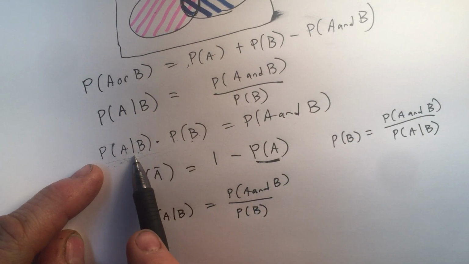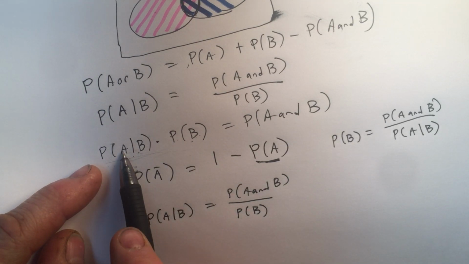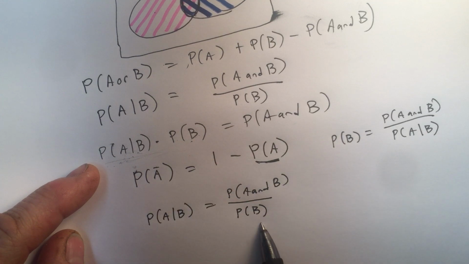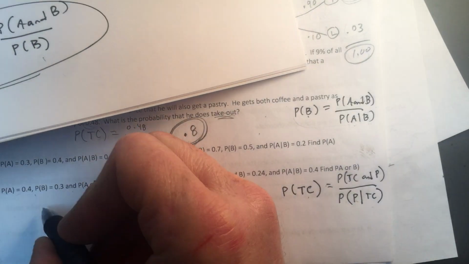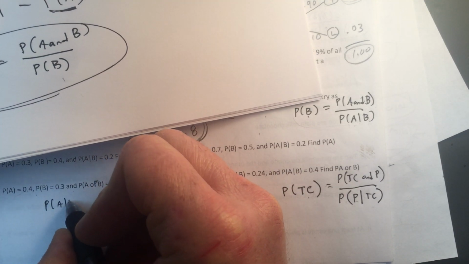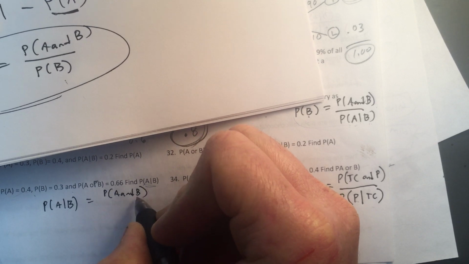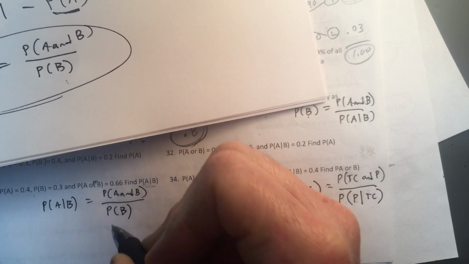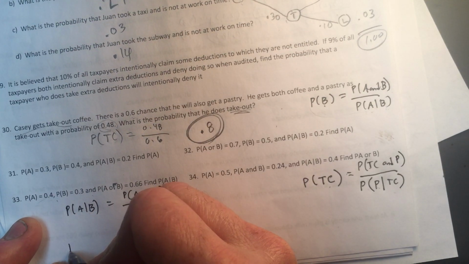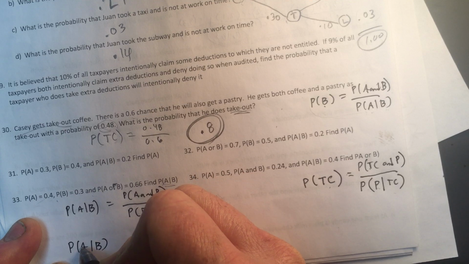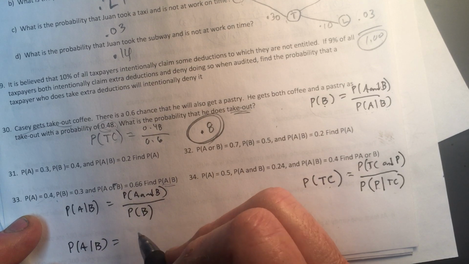If I divide both sides by this right here, I'll have the probability of A and B equals this over here divided by that. This is what I'm going to use for this problem here. So let me just write it out there. The probability of A given B equals the probability of A and B divided by the probability of B. And that's what I'm going to do for this problem here.